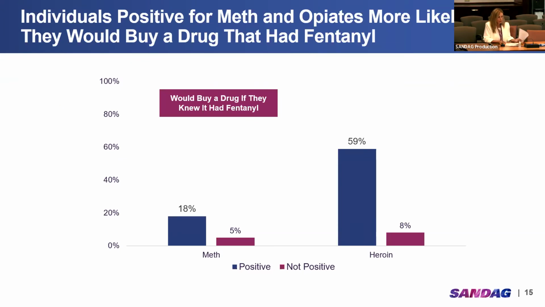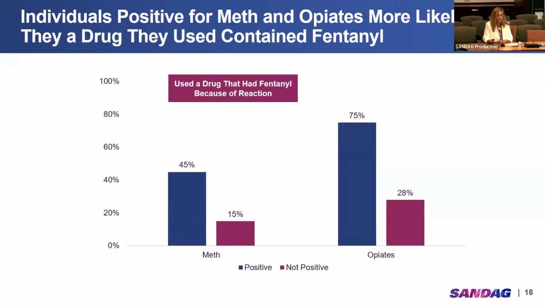Asking about, would you buy a drug that contained fentanyl? When we first asked this question a few years ago, a lot of people didn't know what fentanyl was. And the good news is people do know what fentanyl is now. Overall, only 12% of the arrestees said that they would buy a drug knowing it contained fentanyl. But there's a difference by those who were positive for meth or heroin looking for that fentanyl high. You can see that 18% of those who tested positive for meth said that they would buy a drug that contained fentanyl, compared to 5% of those who were negative. And 59% of those who were positive for opiates said that they would buy a drug that contained fentanyl, compared to only 8% of those who were not. So again, many individuals who may be addicted to heroin are looking for that greater high. And if you have anything to add from your experience with the adult population, that would be great.